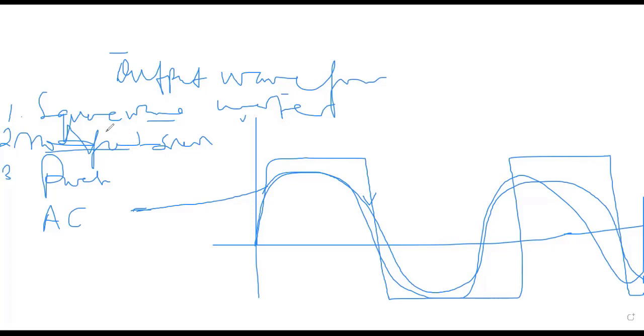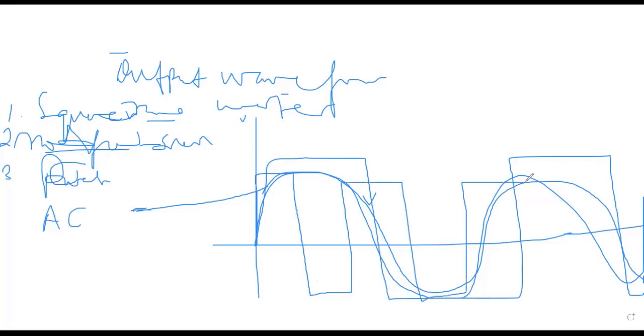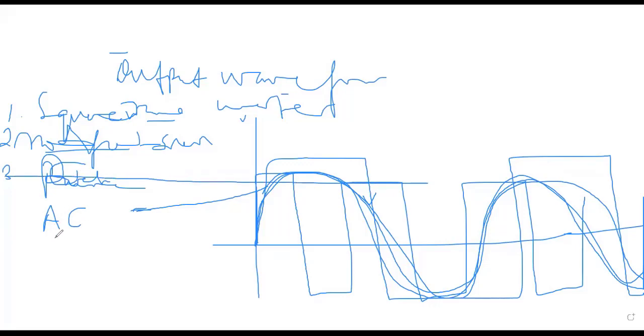The modified is in between the square wave and the pure sine wave. So you can have the modified in this form. But if you look at the pure sine wave, this is similar to what the electricity company sends to you. So it is always good to go for a pure sine wave inverter, but the cost will be higher than that of the modified sine wave. The modified sine wave is cheaper than the pure sine wave.